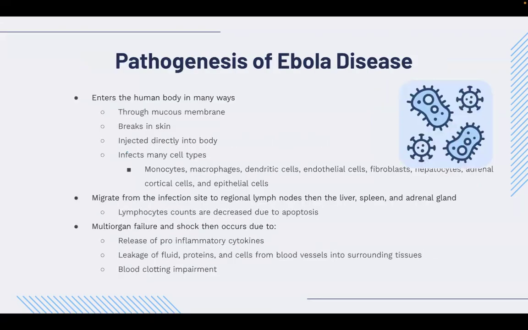Okay, continuing so forth. The pathogenesis of the Ebola disease. It can enter the body in many different ways. It breaks the skin. It is injected directly into the body. It infects many cell types.